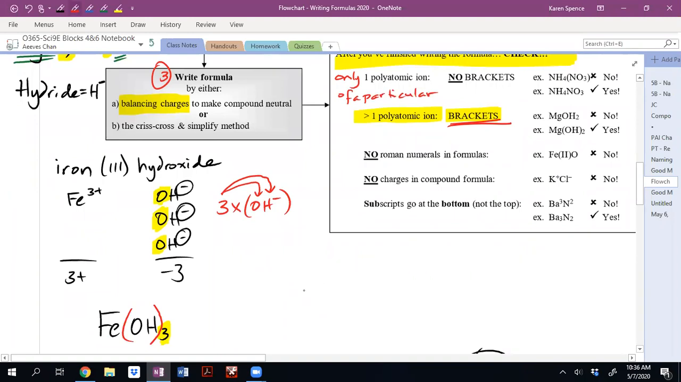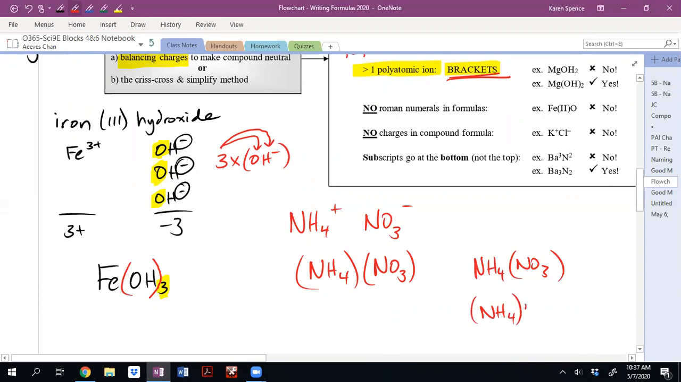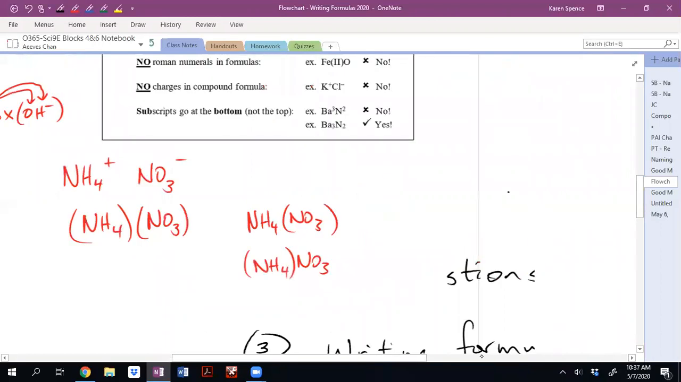Because sometimes they'll look at a compound like ammonium nitrate, and they'll say, okay, I got NH4, and I got two polyatomic ions, so I'll put them in brackets, okay? Or sometimes I'll see things like (NH4)(NO3), or I'll see (NH4)(NO3), and that could just be because I haven't phrased my instructions properly.